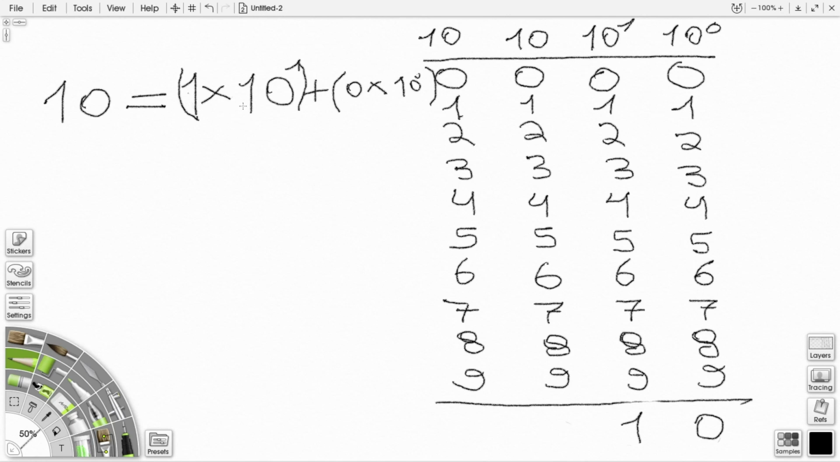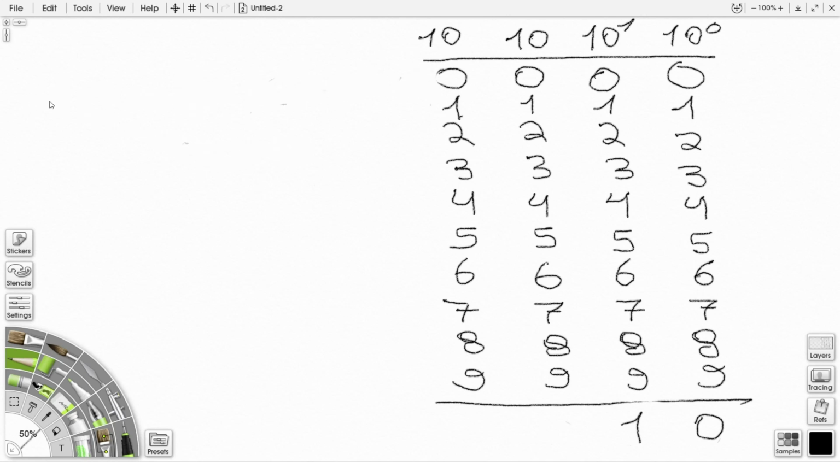Okay, so 1 times 10 elevated to 1 plus 0 times 10 elevated to 0, because we have no tens elevated to 0 here, but we have 1 ten elevated to 1. So this is going to be 10 plus 0, which is the result that we want.